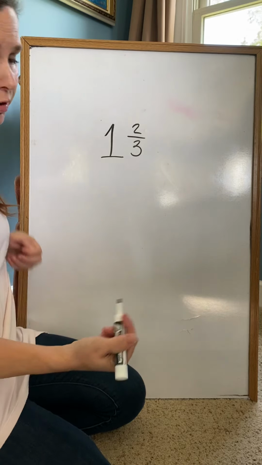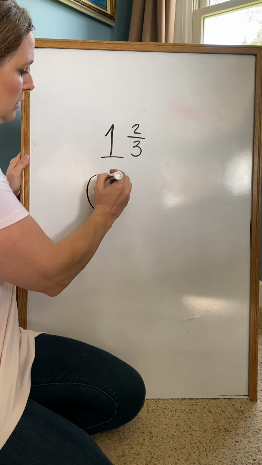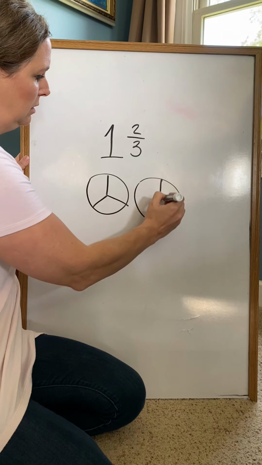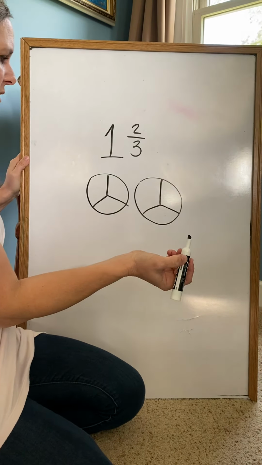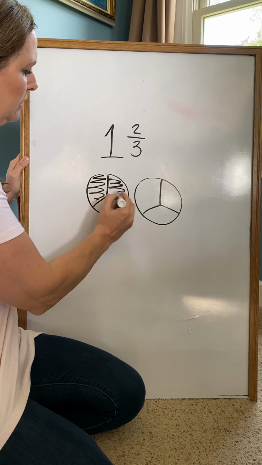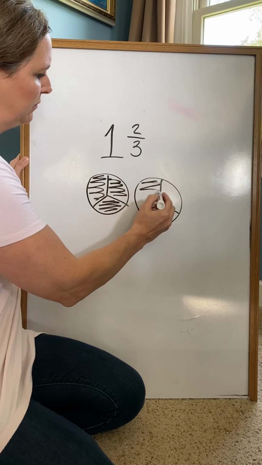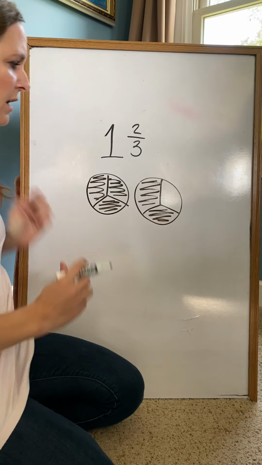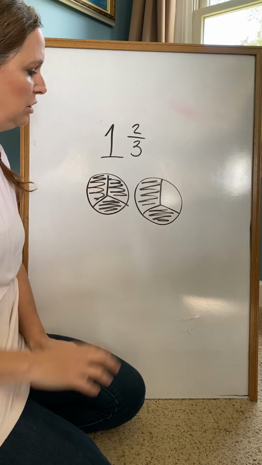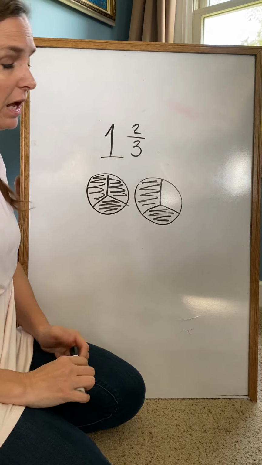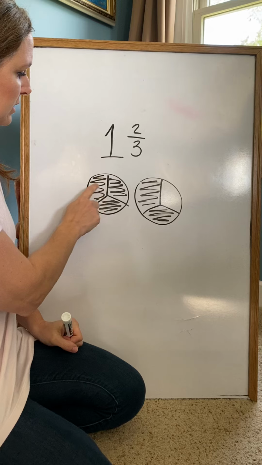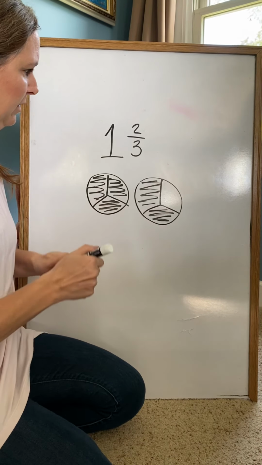If I wanted to draw a picture to represent this, sorry, that's probably not perfect, but it's close enough. Okay, so that picture represents one whole, and 2/3. How many thirds would this be altogether? 1, 2, 3, 4, 5.